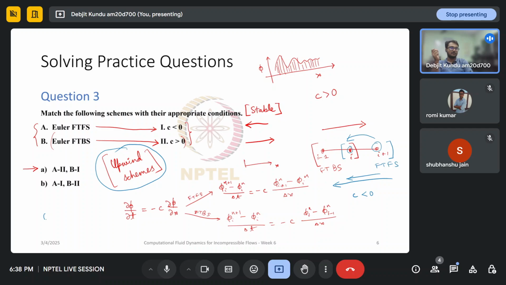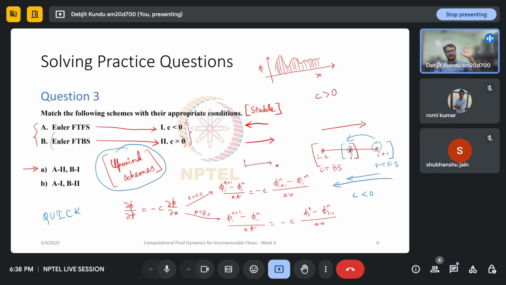There is one very popular scheme called the QUICK scheme. This is an abbreviation. It's basically Quadratic Upwind Interpolation for Convective Kinematics. So we will learn this towards the later lectures for the finite volume method. Right now we are only going through finite difference methods. So the QUICK scheme is a very popular technique, and we will learn it while going through finite volume methods in the later lectures.